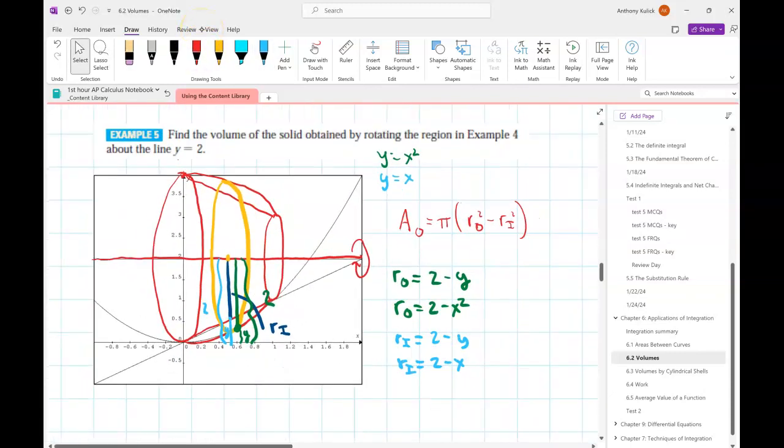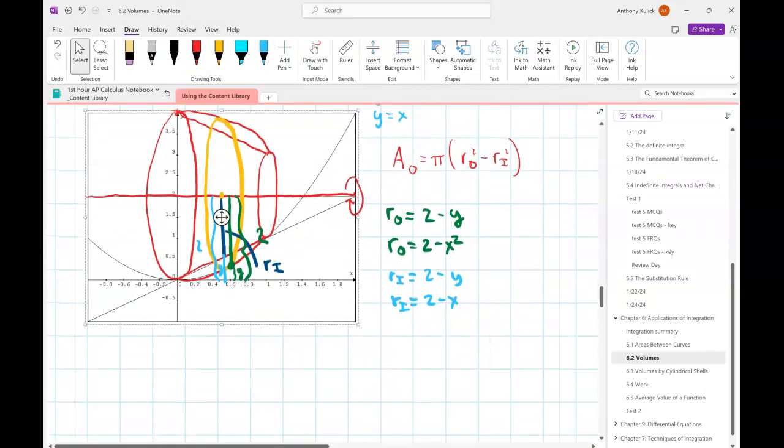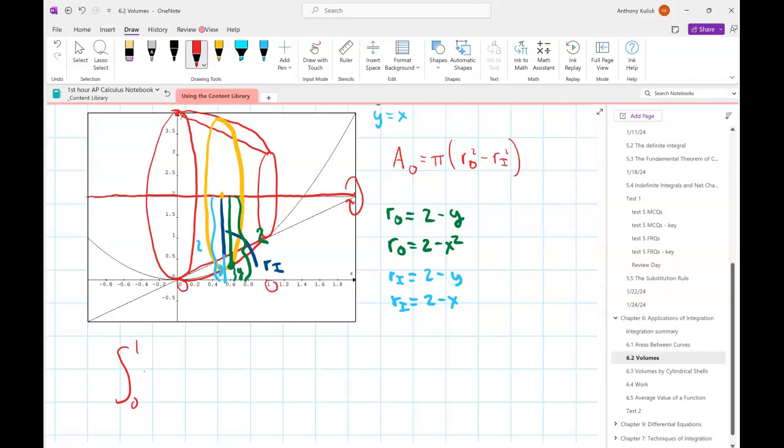Okay. Now we are ready to do our integral. So we're integrating from 0 to 1, pi, and then my r outer is 2 minus x squared, and I have to square it because it's a circle, minus the r inner, 2 minus x, and again it's squared because it's a circle, and then dx.